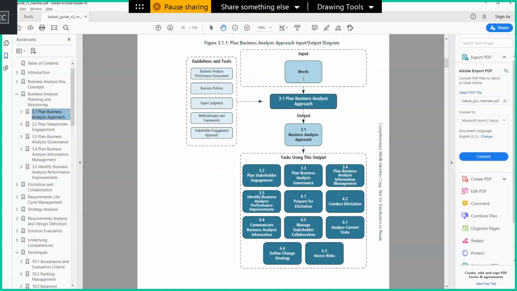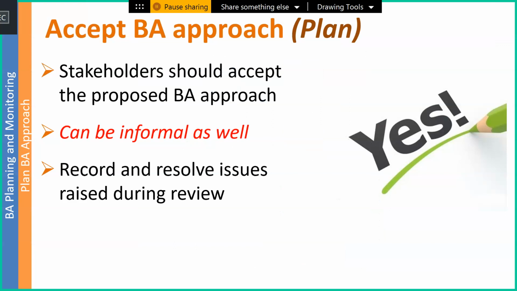Accepting the BA approach is just an activity that needs to occur. It's a step in the process. So you have evaluated the change that you've been asked to help to address, and you're thinking through it and you're planning it out, and now you've presented it to someone. They need to accept it. Your preference of approaching a challenge is based on the complexity, criticality, and the resources involved.